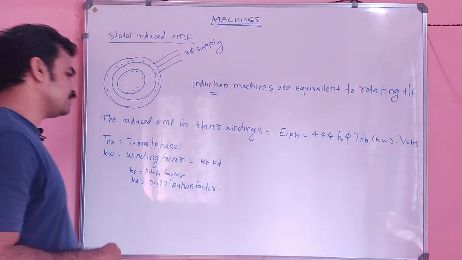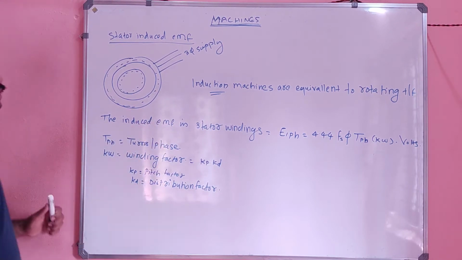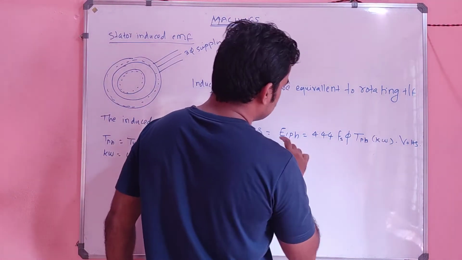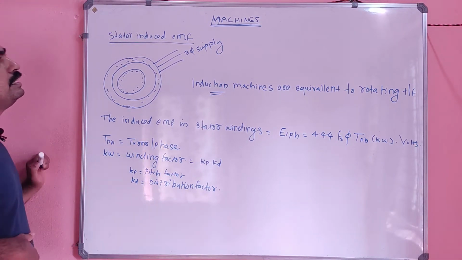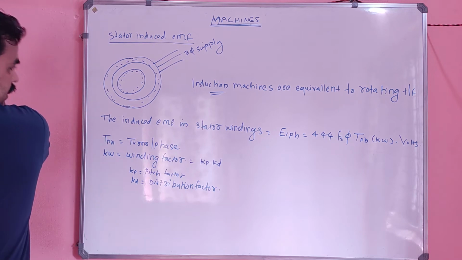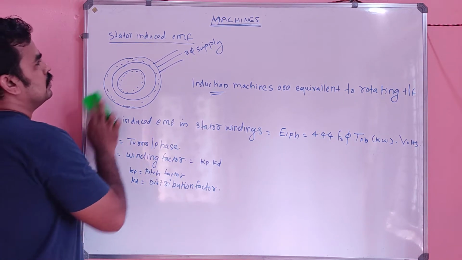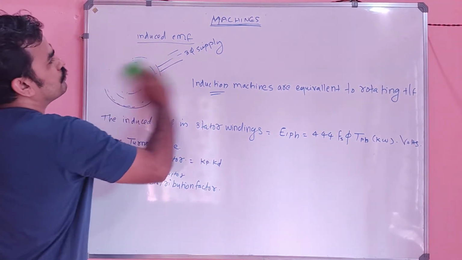So this is the induced EMF equation. You only have to remember this equation: E1 phase equals 4.44 into Fs into phi into T1 phase into Kw. This is the induced EMF in the stator winding. Next you have to see the rotor induced EMF.